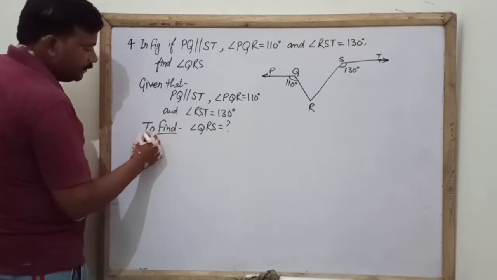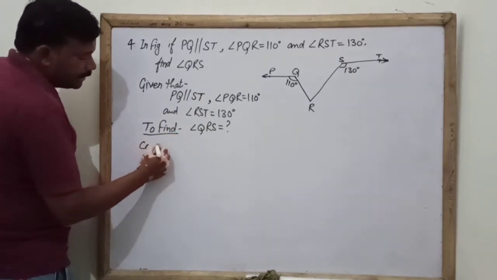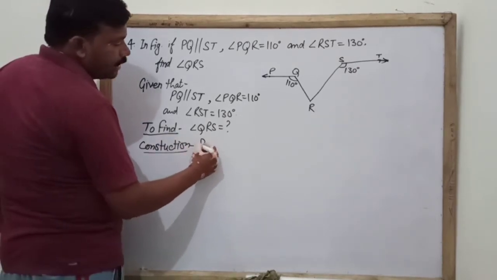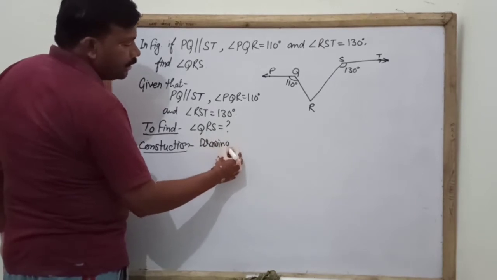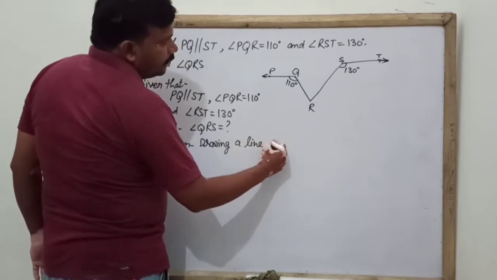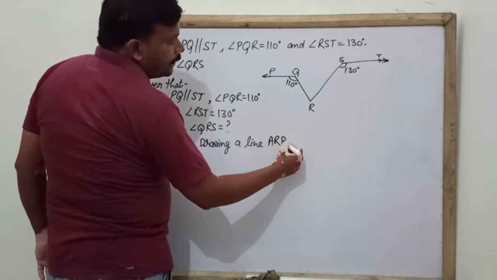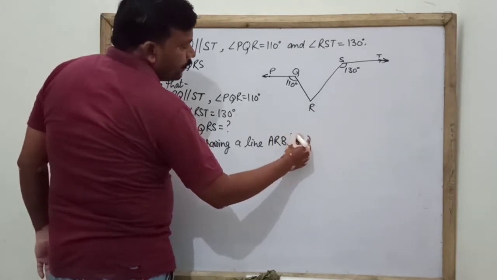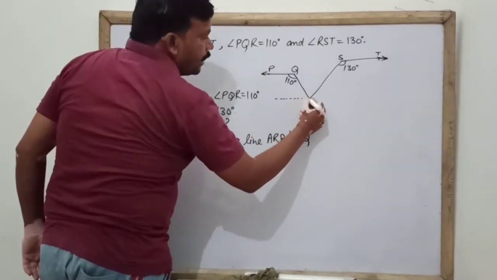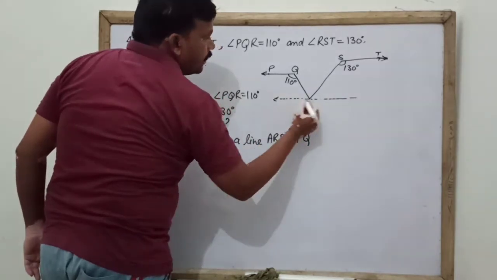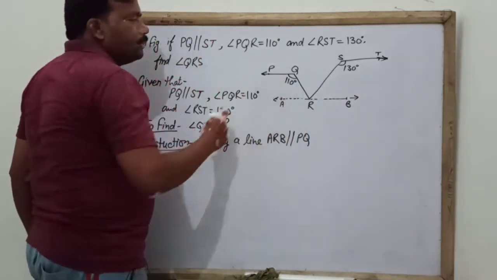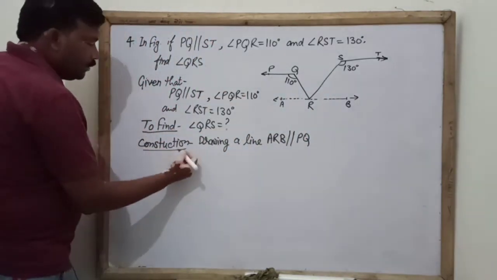Now construction, we will write some construction here. Construction is drawing a line ARB parallel to PQ. We will draw a line ARB parallel to PQ. This is our construction. This line ARB, this line is parallel to PQ. Now going to working.